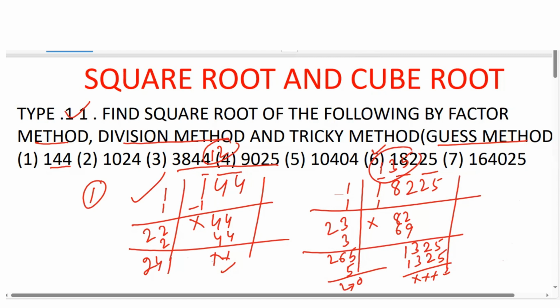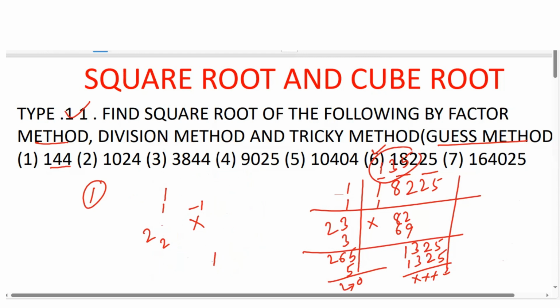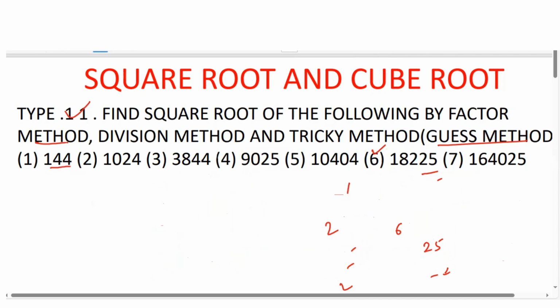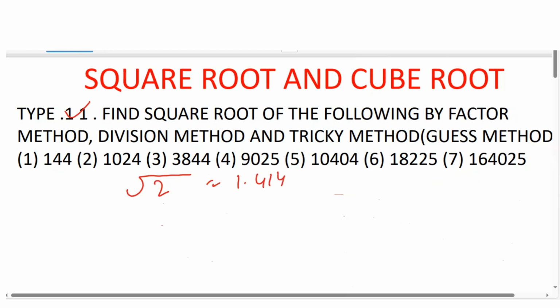In this way, we can find the root of every question by the division method. Sometimes the number is not a perfect square, so we will take it up to 3 decimal places. Okay, let us see one. Everyone knows the root 3 value is 1.732. The root 2 value is 1.414. Let us check how, using the division method.